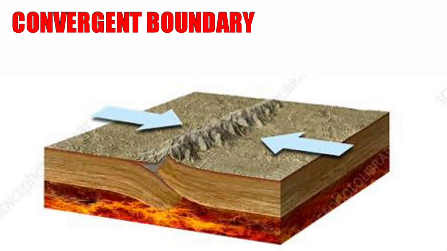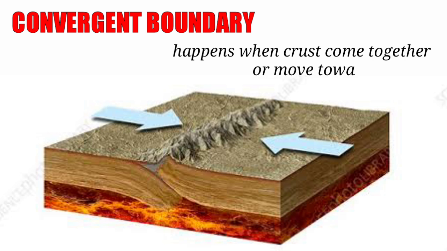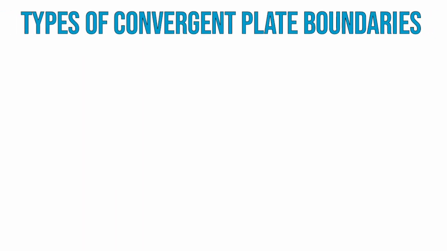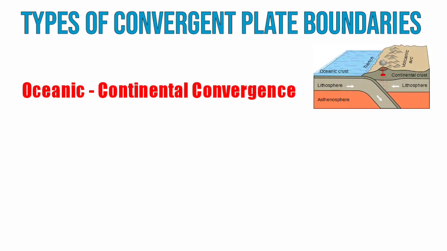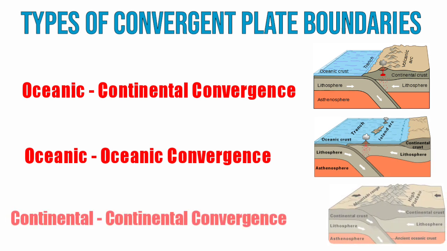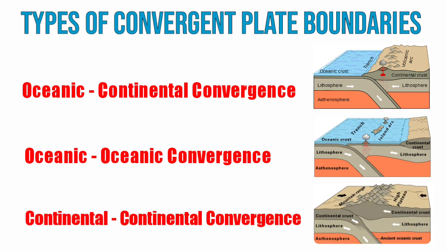The first type is the convergent boundary, which happens when crusts come together or move towards each other, as you can see in the arrows shown in the illustration. There are three types of convergent plate boundaries based on the type of crust that converge. We have the oceanic-continental crust convergence, oceanic-oceanic crust convergence, and the continental-continental crust convergence.